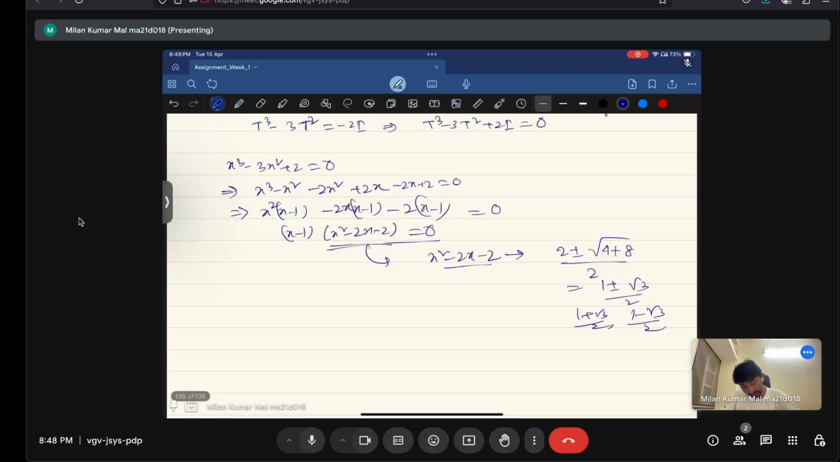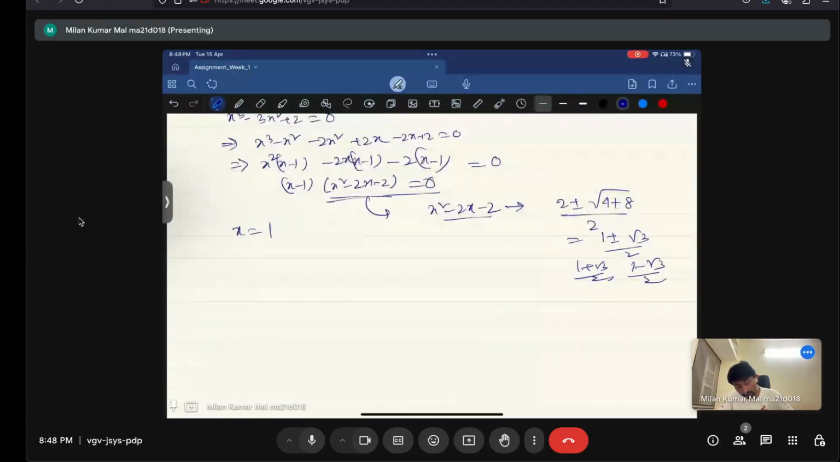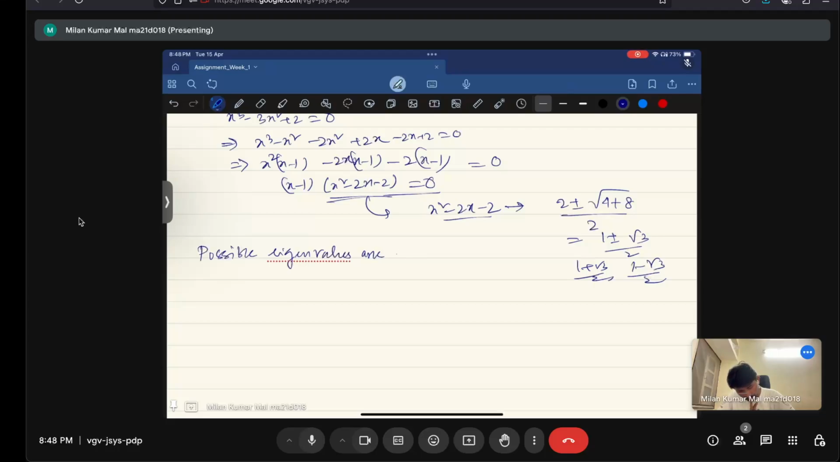So what are the things we have? The possible eigenvalues are x equals 1, 1 minus root 3, and 1 plus root 3.